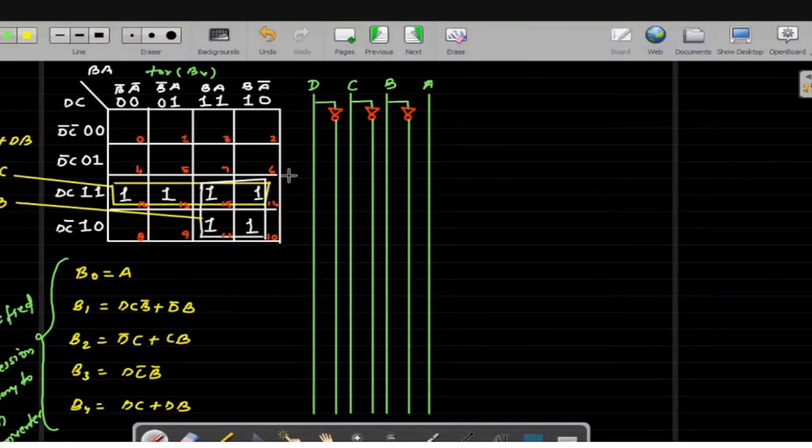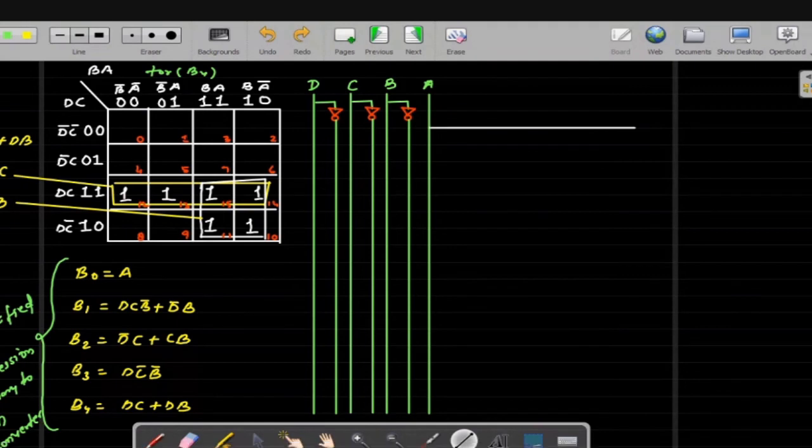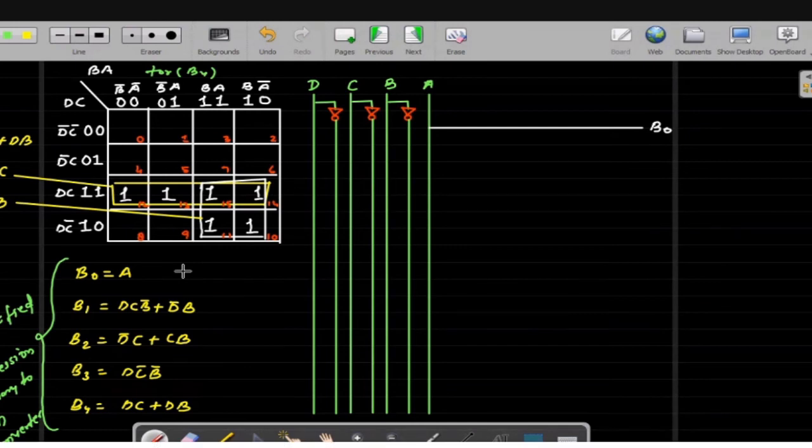Now let's implement, first B naught. What is required? Simple A. So for this, I'll just do nothing and simply write it like this, and this is my B naught, because B naught is equal to A. Is it so or not?